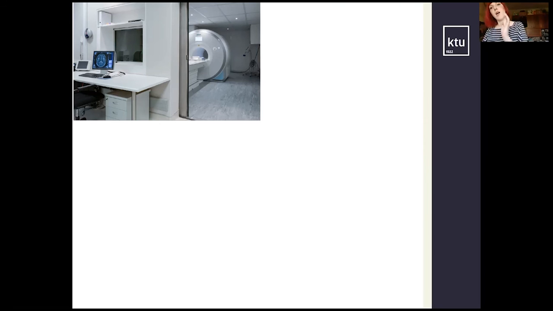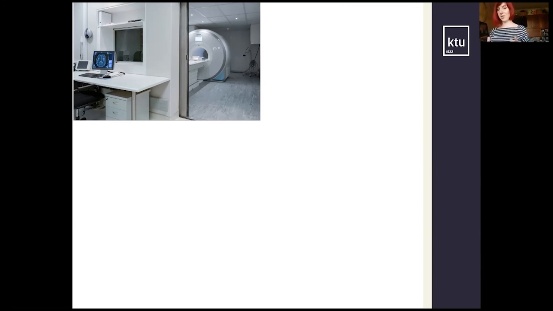So here you have a room where we have an MRI, and as you probably know, in an MRI, you have to lie really, really still. You cannot be moving around, or the scan won't work. So imagine a small child having to have an MRI. They're usually very hyperactive, and it's very hard for them to stay in one place.